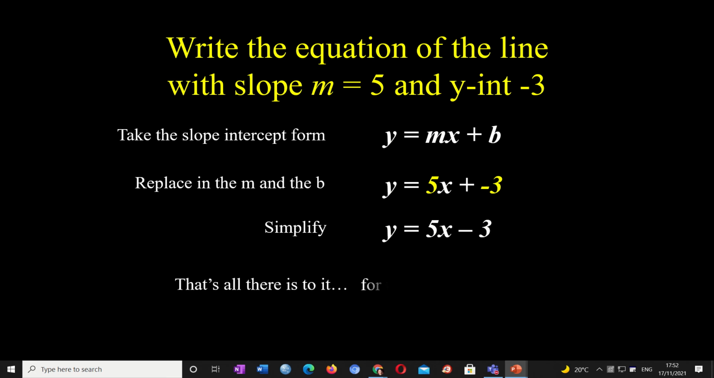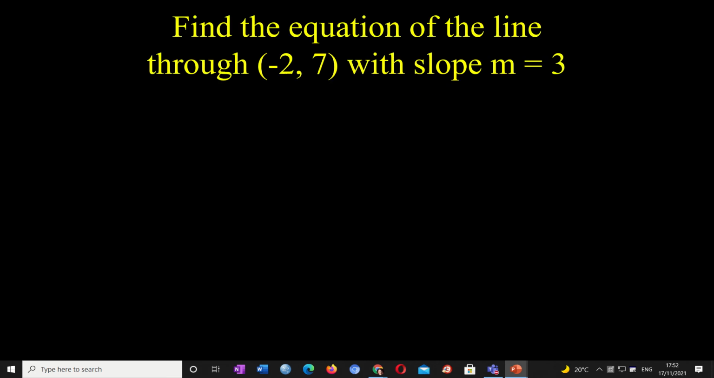Find the equation of the line which passes through this point and has slope m equals 3. You are going to write the same equation again and substitute minus 2 instead of x1 and 7 for y1.